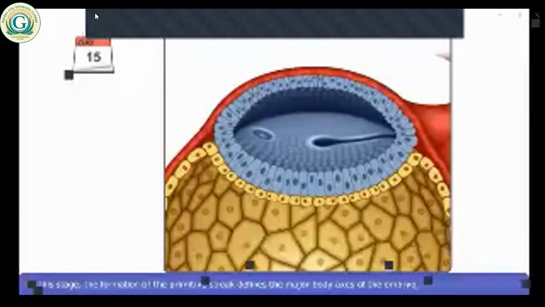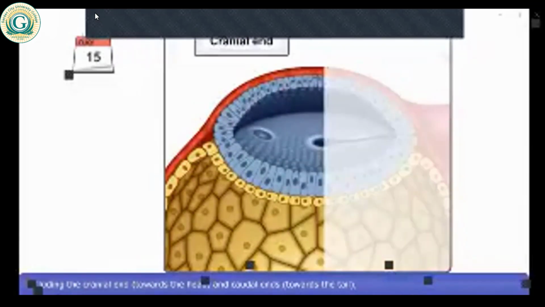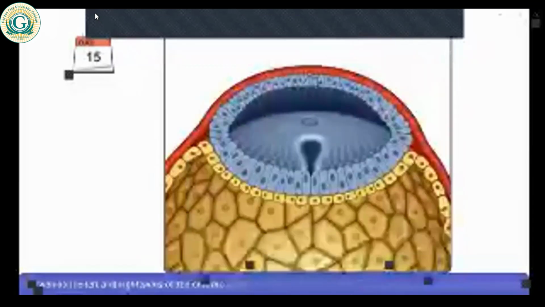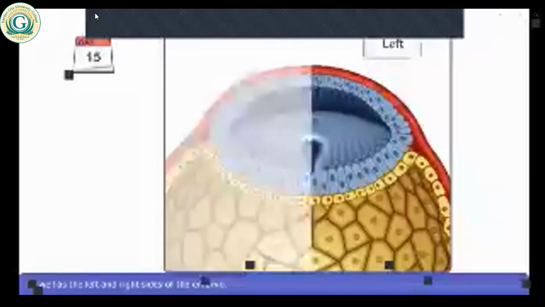At this stage, the formation of the primitive streak defines the major body axes of the embryo, including the cranial end towards the head and caudal end towards the tail, as well as the left and right sides of the embryo.